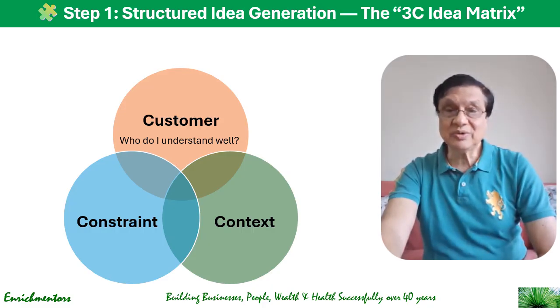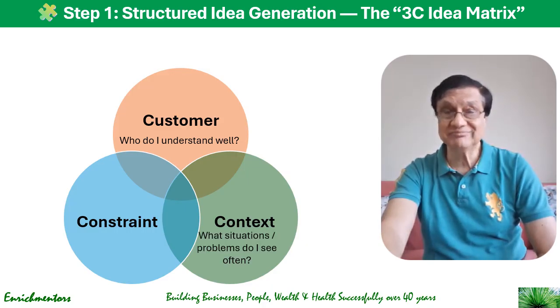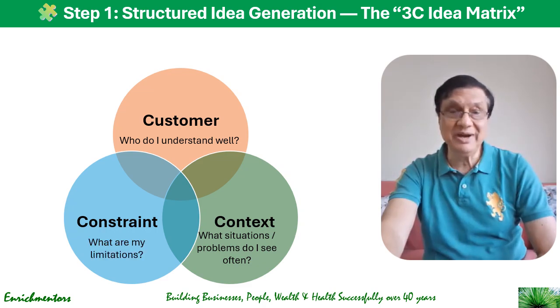Then, in the context, the question that she asked is, what situations and problems do I see related to these people? And her answers were like time management, getting overwhelmed at work, fear of interviews and job changes, confusion about career paths, and difficulty learning practical skills. Then the third question, or third C, was on constraint, and the question that she asked was, what are my limitations? What do I need to work within?